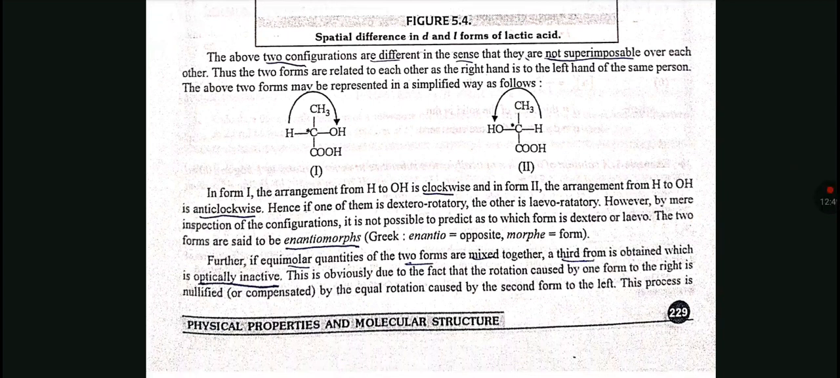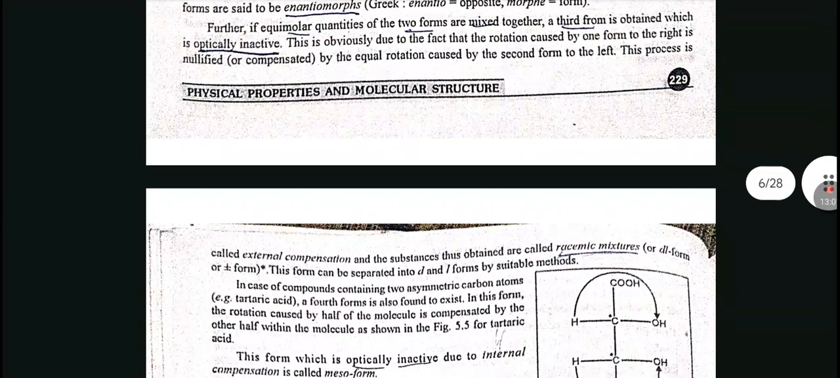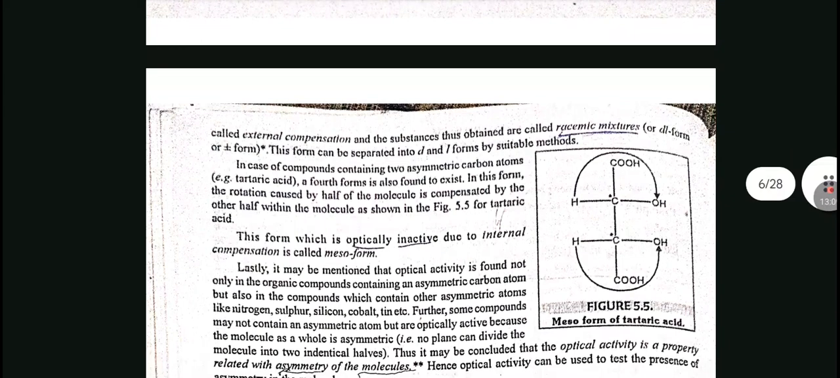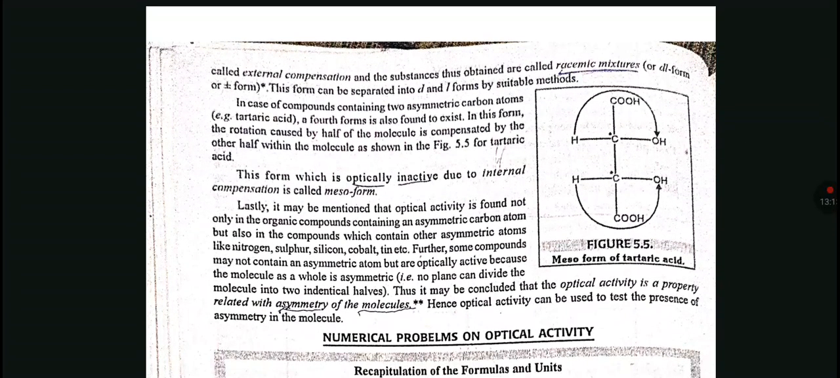Further, if equimolar quantities of the two forms are mixed together, a third form is obtained which is optically inactive. This is obviously due to the fact that the rotation caused by one form to the right is nullified or compensated by the equal rotation caused by the second form to the left. This process is called external compensation, and the substance that results is called a racemic mixture. This can be separated into D and L forms by a suitable method.